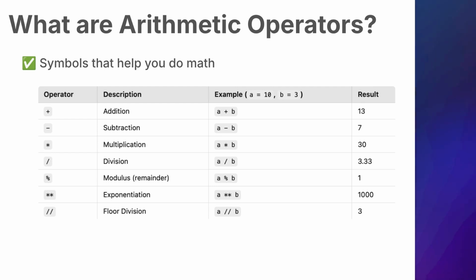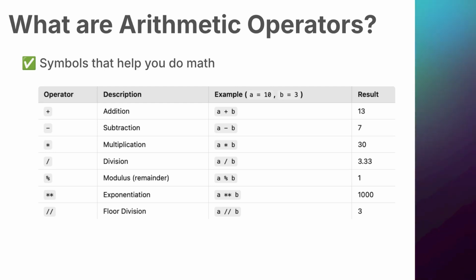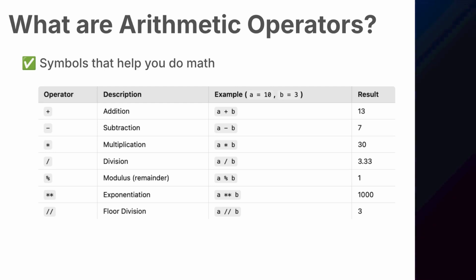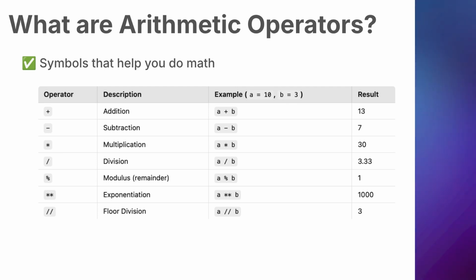Floor division divides and gives you the whole number. It drops the decimal part. 10 floor divided by 3 equals 3. Only the whole number part is taken. It's useful when you want only the whole number.